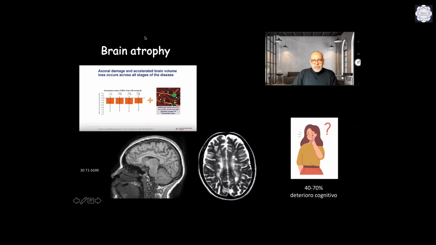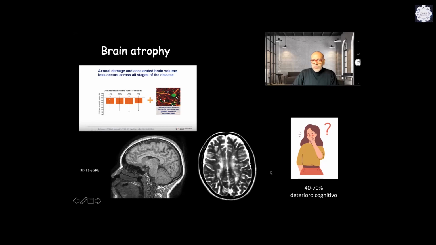Let's go to brain atrophy. Well, the MAGNIMS group showed very well that brain atrophy can start very early in the disease. You can see here the CIS, the clinically isolated syndrome, can be associated with more atrophy than controls. For atrophy, we have to do the sequence T1 3D, and we all know that atrophy is associated, unfortunately, with clinical deterioration on the cognitive sphere.